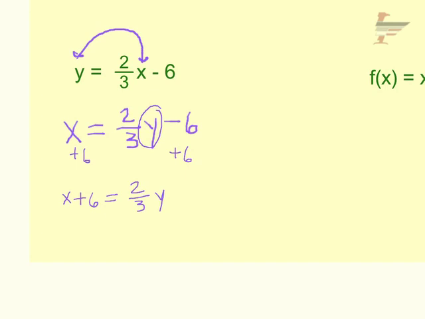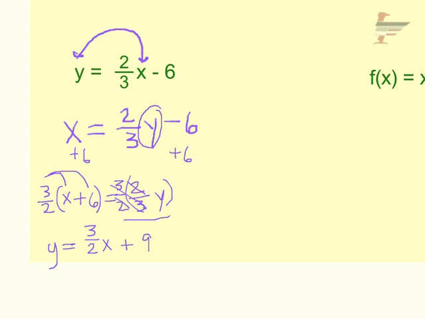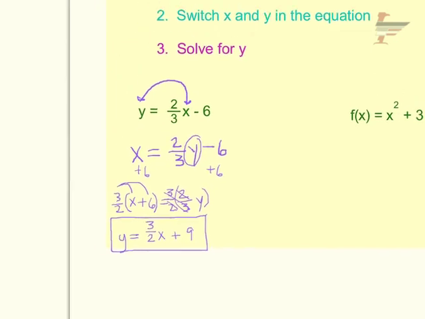And then how do you deal with 2/3? My favorite thing is just to multiply by the reciprocal so that cancels. I have to multiply the entire other side by the reciprocal, which is why I put parentheses around it. So this all cancels. So that does leave us with y equals, I put the y on the other side. We can go ahead and distribute this in. 3/2 times x is just 3/2 x. And then 3/2 times 6 is 9. This function is the inverse of our original function. So that wasn't too bad.